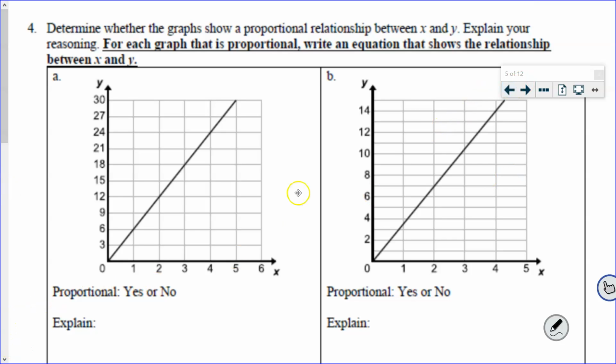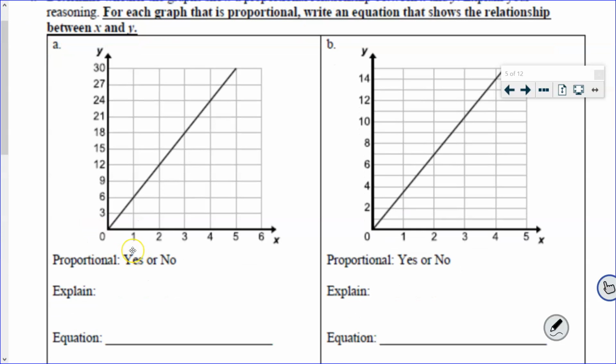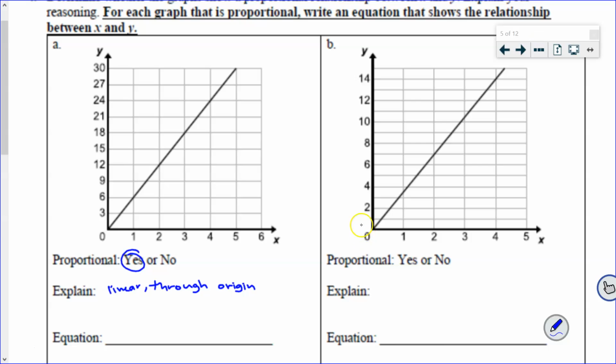Okay, if we're looking for straight lines through the origin, is A proportional? Yes, because it's a straight line that goes through the origin. So my explanation is just going to be linear through the origin. We'll get to the equation in just a second. We'll come back. What about this one? Is it linear? Does it go through the origin? So, yes, it's proportional.